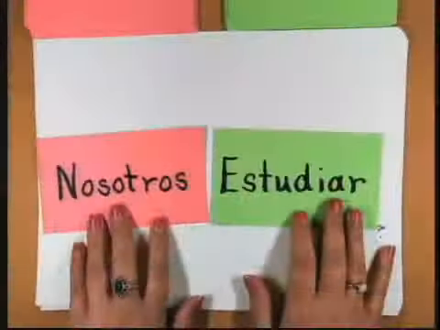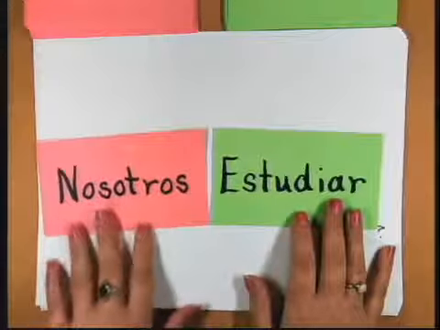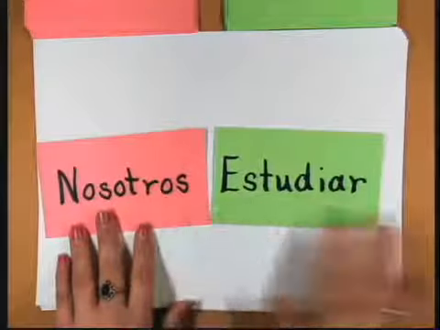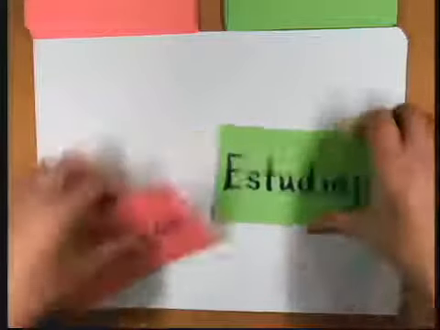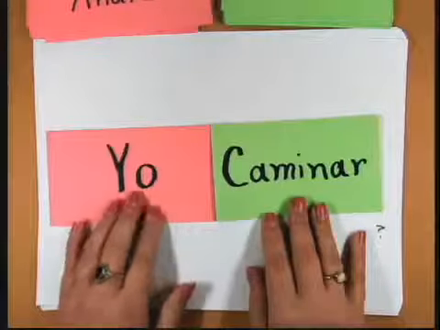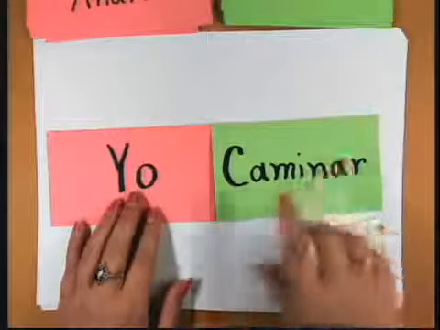Nosotros, estudiar. So if we're conjugating estudiar for nosotros, estudiar means to study. How do we conjugate it? Nosotros estudiamos. Nosotros estudiamos el español. Muy bien. Yo, caminar. What does caminar mean? To walk. Yo goes with O, remember? So it's yo camino. Yo camino por el parque. I walk through the park.